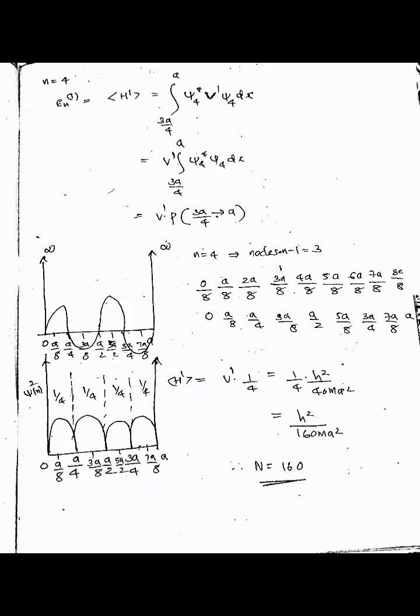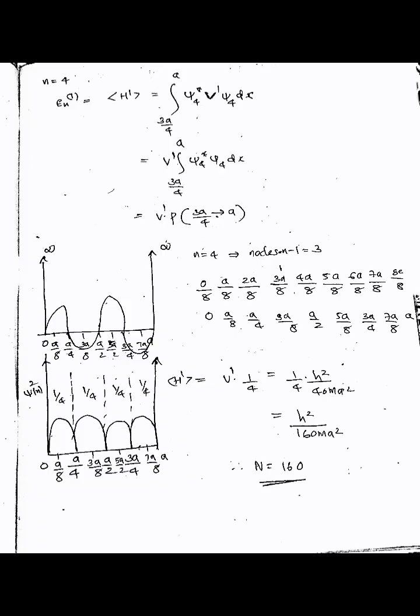Here it is given that n is equal to 4. So the number of nodes, that is n minus 1, is equal to 3. So the wave function can be drawn like this and each point can be marked like this, that is 0, a by 8, a by 4, 3a by 8, a by 2, 5a by 8, 3a by 4, 7a by 8, a. And the corresponding psi square, that means the probability, can be drawn like this. So here if we observe, from 3a by 4 to a, the probability is 1 by 4. So that we can write H dash is equal to V dash into 1 by 4.